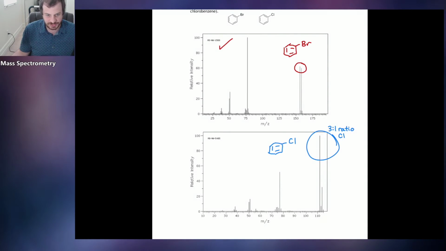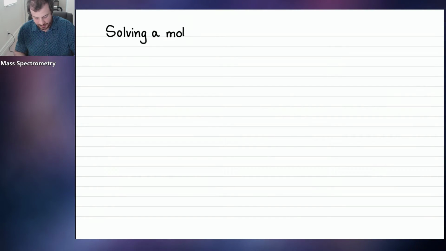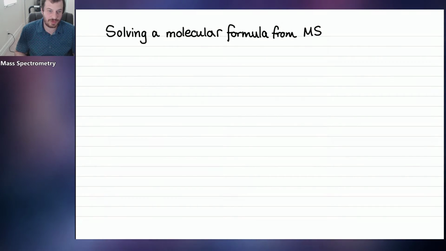And you'll have some practice to do with these on your little worksheet that's due for points. Let's do a little bit of math. Let me show you now how to solve a molecular formula using a mass spectrum. This is the real meat and potatoes here. So, solving a molecular formula from mass spectrum. All right, let's say I gave you the following information.